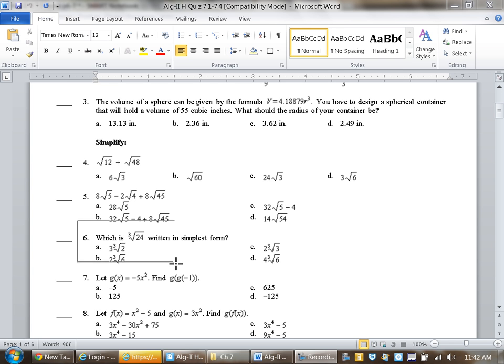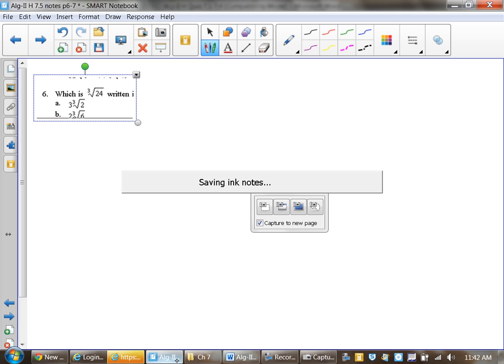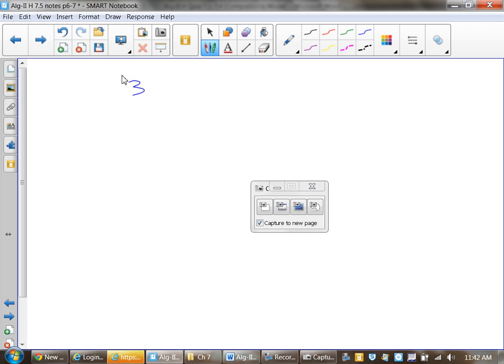Cube root of 24. What is the largest perfect cube that goes into 24? Well, that's cube root of 8 times cube root of 3. What's the cube root of 8? 2.